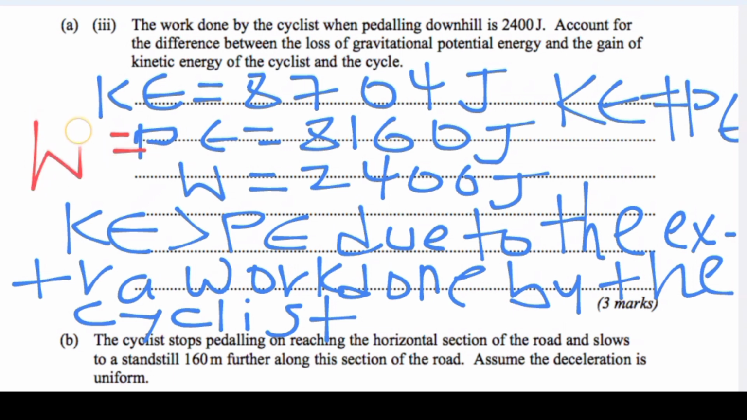And we know potential energy is due to gravity, right? Gravitational potential energy. So now the question said, account for the difference between the loss of gravitational potential energy and the gain of kinetic energy, and we accounted for it, right? We wrote the reason why they are different. We said it is due to the extra work done by the cyclist, by the student. So we finished this question and we wrote it like this. You have to write it on the paper, right? Now let us go to the other question.